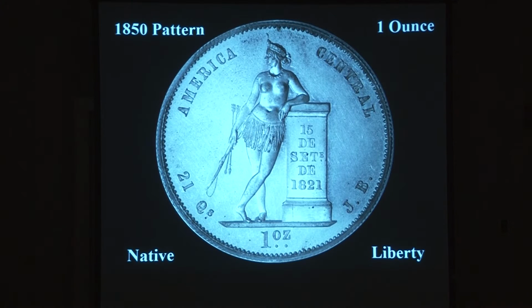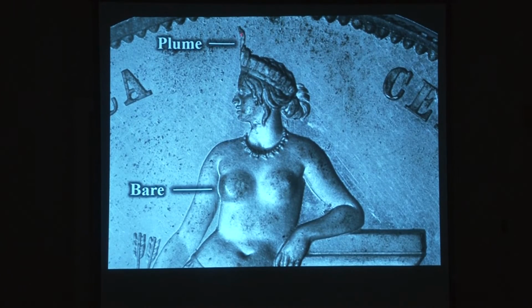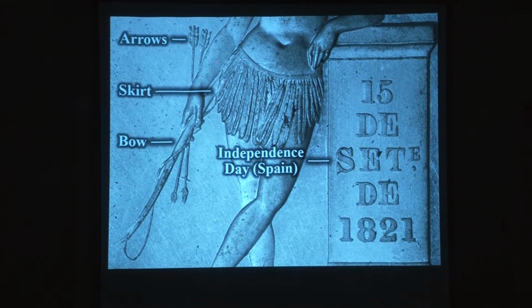All right. I'm going to zoom in on her though on this 1850 pattern. This is a pattern that's been preserved for the 1 ounce gold coin that year, and I like to use this simply because it's in magnificent condition, so you can really see the details on it quite closely, right? And so if we take a look at those details, she's got a plume on her headdress. She's bare-breasted above the waist. She's got arrows in her hand along with a bow. She's wearing a skirt, and on the pedestal is the date of independence from Spain, okay?